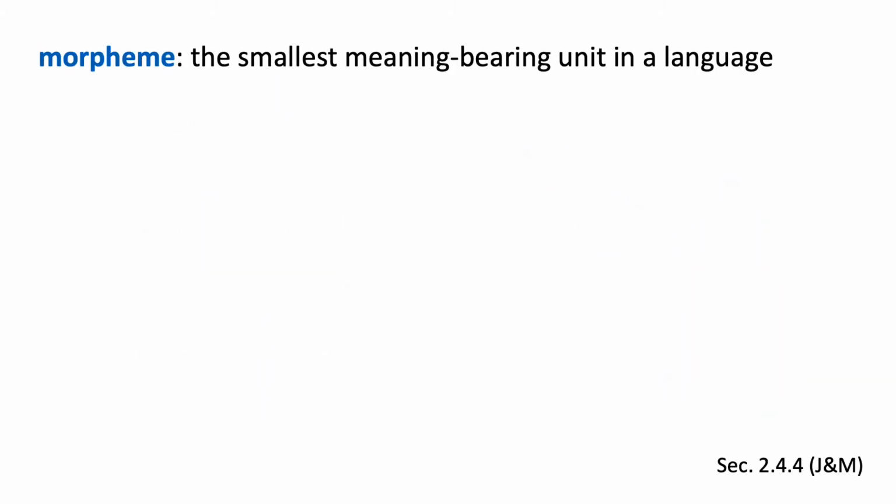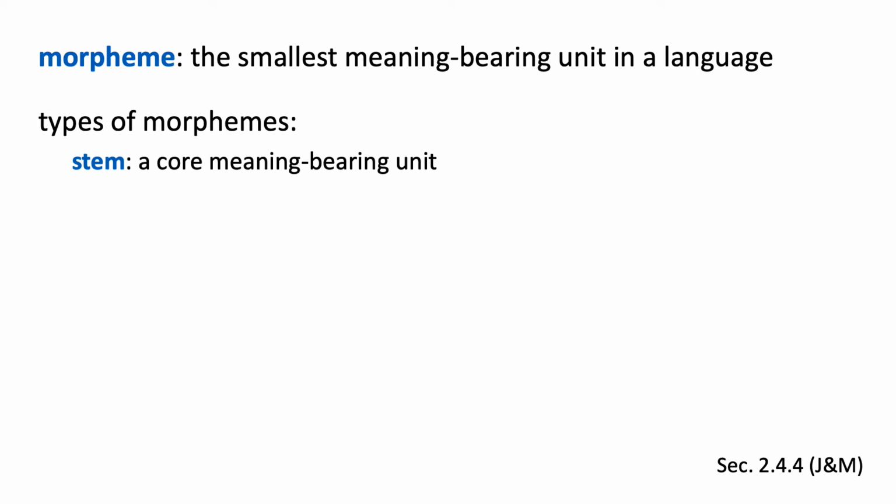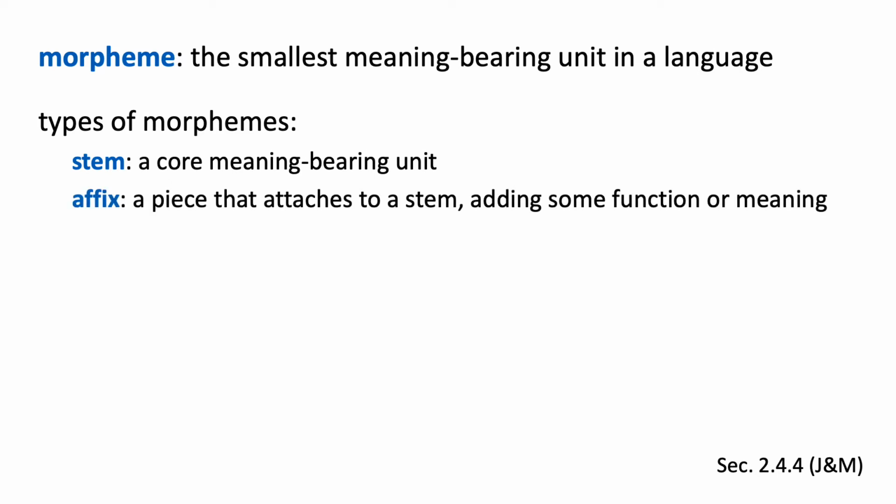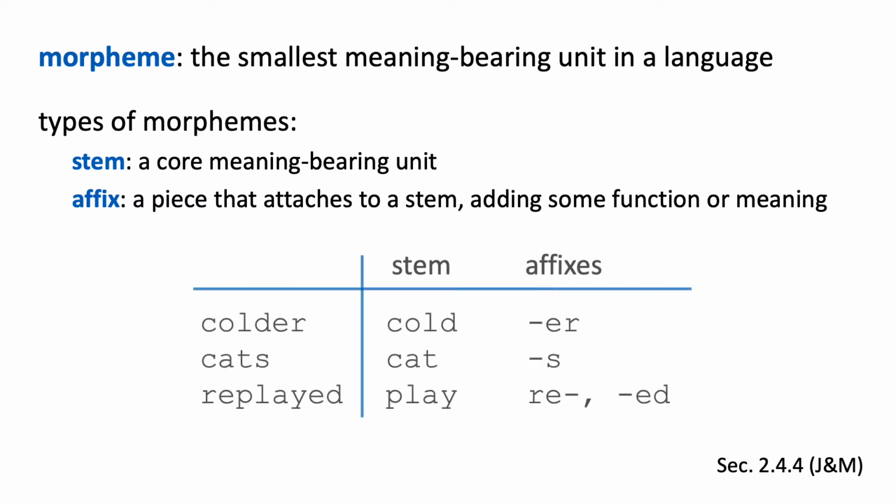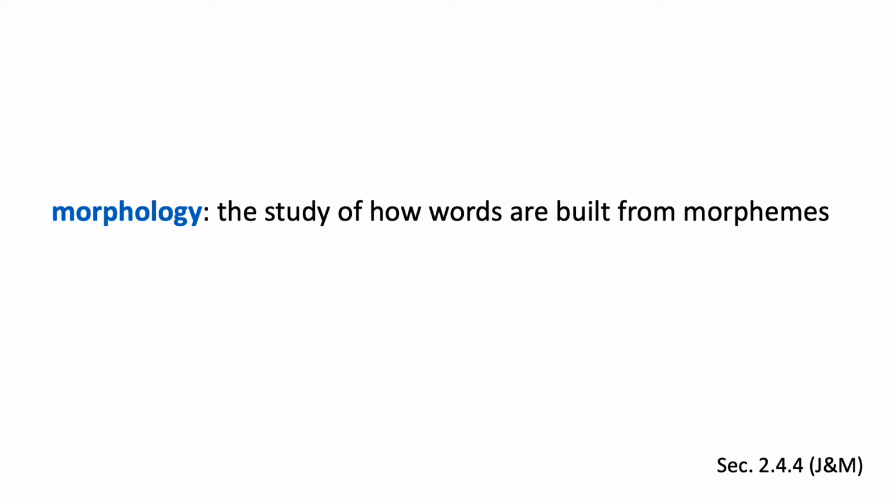First, let's define a couple terms. A morpheme is the smallest meaning-bearing unit in a language. There are two broad categories of morphemes: stems, which are core meaning-bearing units, and affixes, which are pieces that attach to stems to add some bit of grammatical function or meaning. For example, the word type colder consists of the stem cold and the affix er. With those definitions, we can now define morphology. It's the study of how words are built from morphemes.